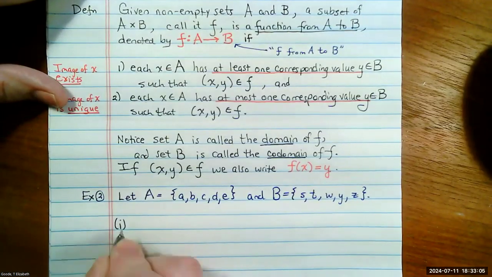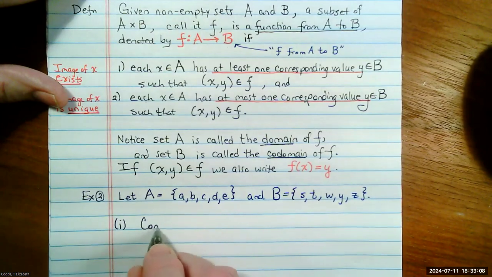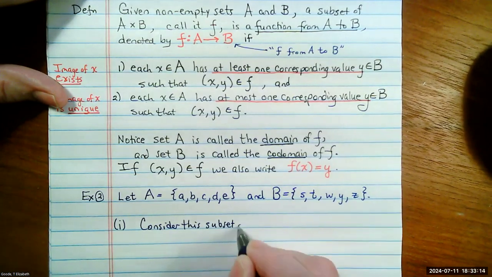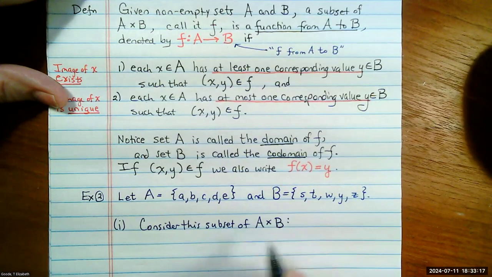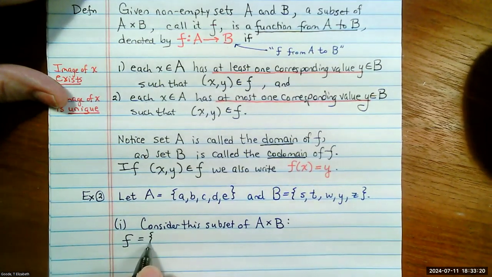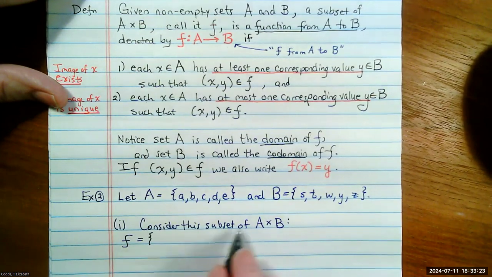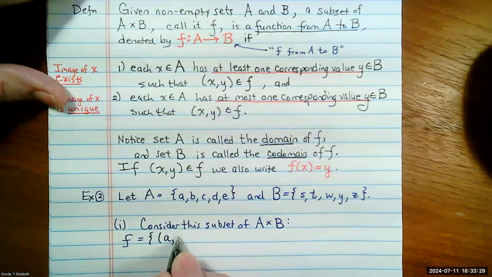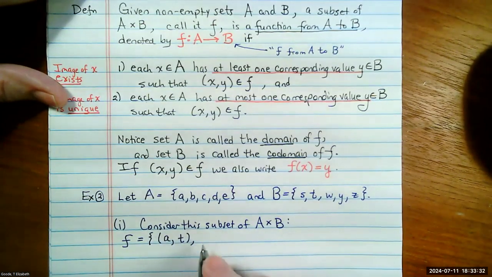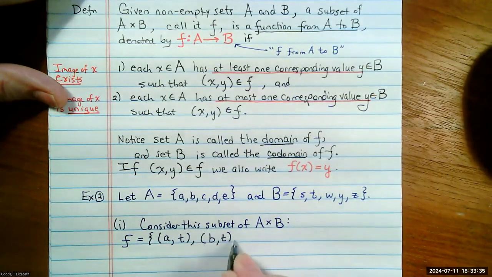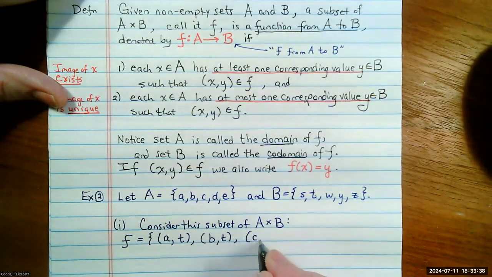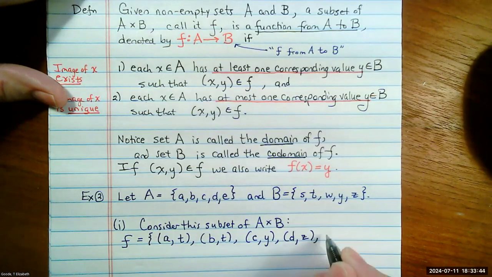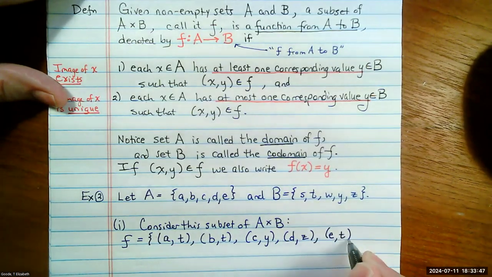So, consider this subset of A cross B. I'm going to call it F. F is a set. It has ordered pairs because it's a subset of A cross B. The first ordered pair is (a, t). Second ordered pair, (b, t). Third ordered pair, (c, y). (d, z). And (e, t). Close that up.